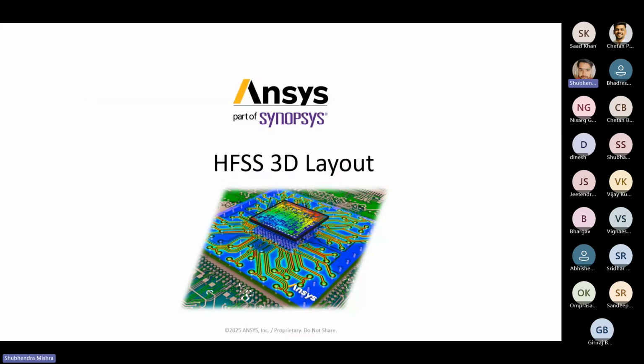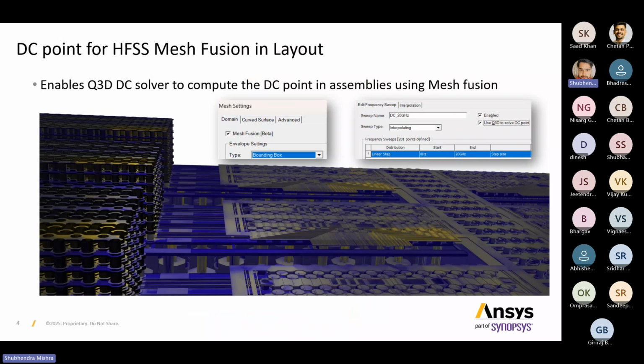The first product is HFSS 3D layout. In HFSS 3D layout, we have included the Q3D DC solver with mesh fusion. Using mesh fusion, we have computed the DC points. In previous versions, HFSS used the frequency domain, which doesn't solve the DC points. So we have included the Q3D DC solver in our HFSS 3D layout.